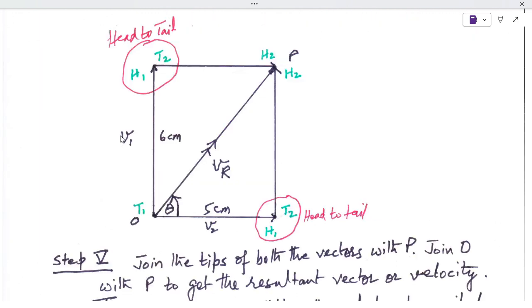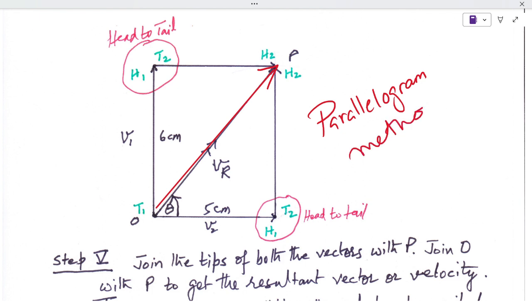I would appreciate if you do this parallelogram method with this question at your home, and see that the result is the same as we have done at tail method and scale method at page 4. Now we are at the end of the chapter of scalars and vectors.